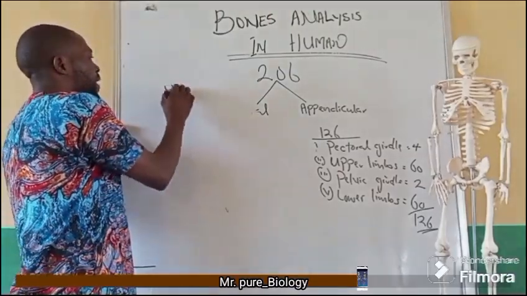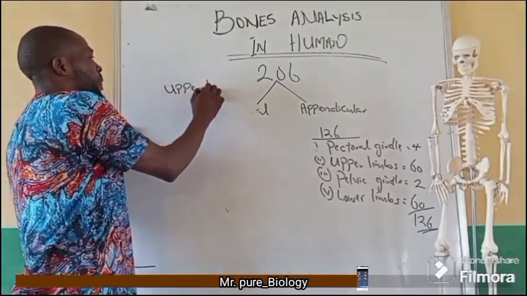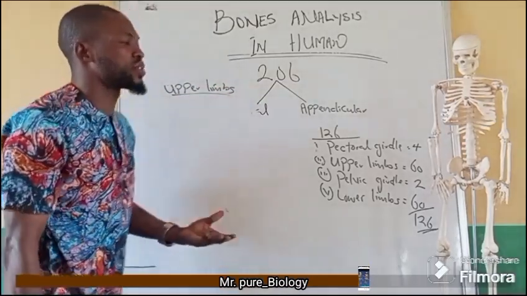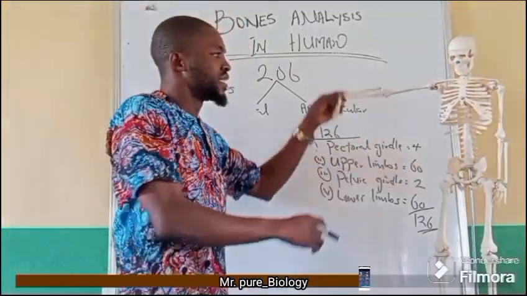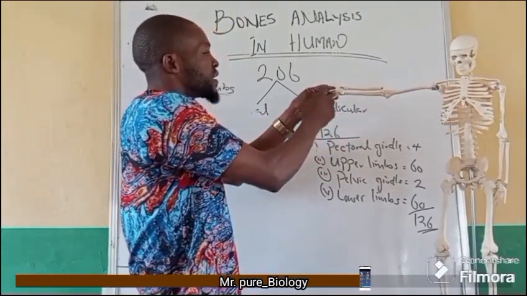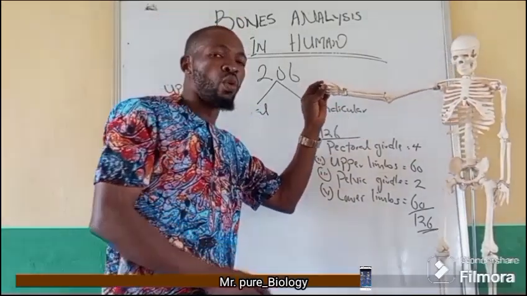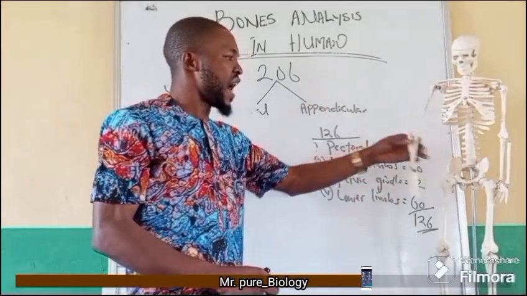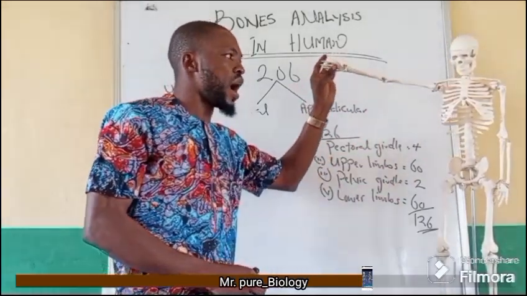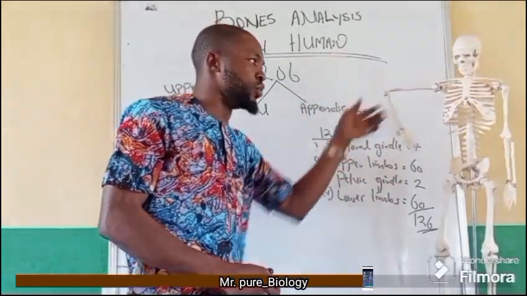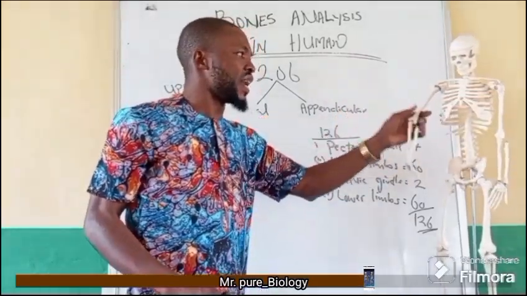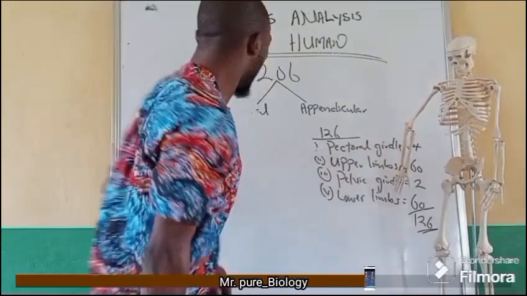In the case of the upper limb, upper limbs are the upper extremities. As you can see, the entire bones of this arm is what we call upper limbs, or upper extremity. Now here as a single hand, we have 30 bones, here we also have 30 bones, making 60. Let's now analyze each one after the other.